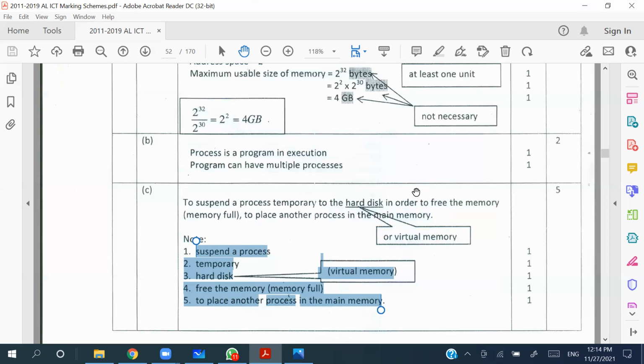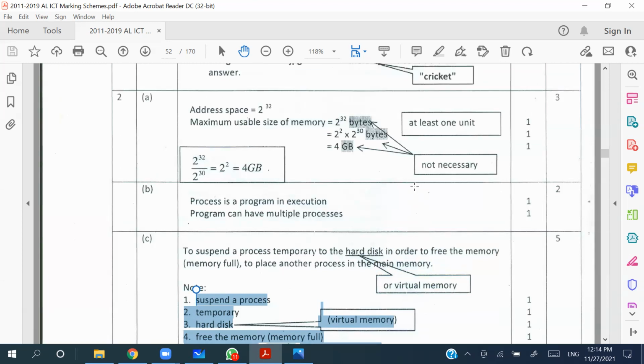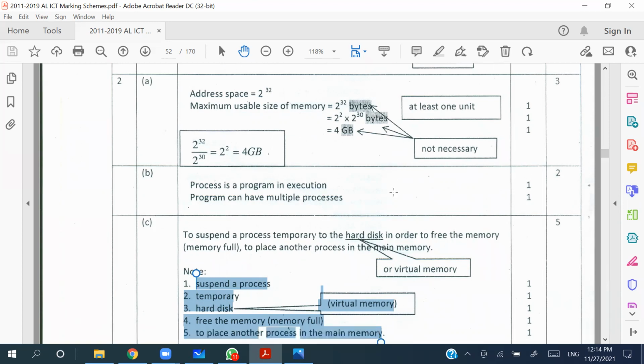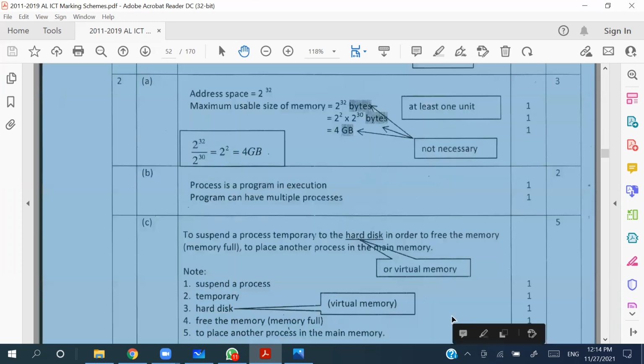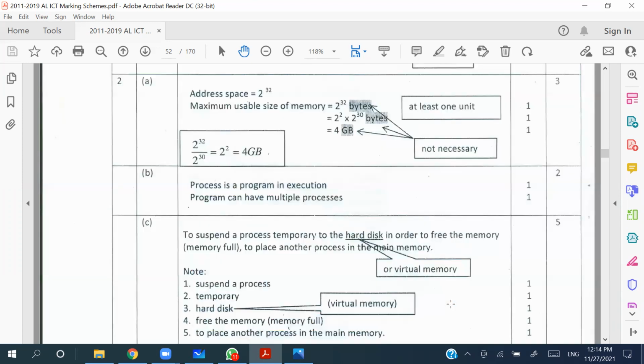So it's a 10-mark question, right? 3 for the first part, 2 for the second part, and 5 for the last part. Okay, if you have anything to be corrected, I'll give you some time. So go through and make the changes. Then I'll give you the 2014 one.